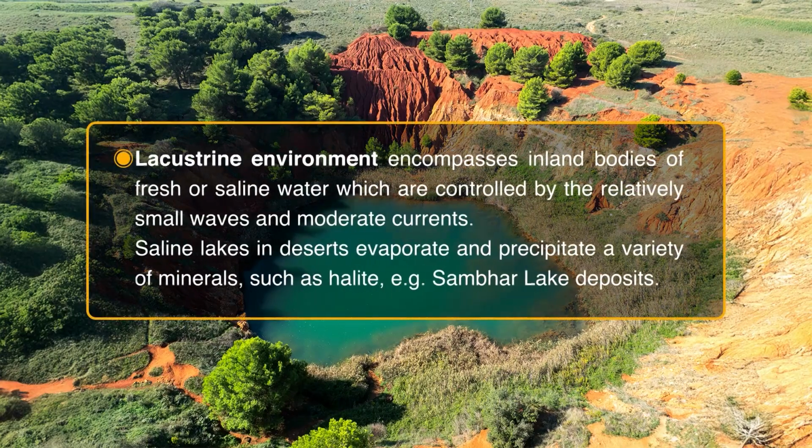Coming to the lacustrine environment, it encompasses inland bodies of fresh or saline water which are controlled by relatively small waves and moderate currents. Saline lakes in the desert evaporate and precipitate a variety of minerals such as halite, for example, in the Sambhal lake deposits.